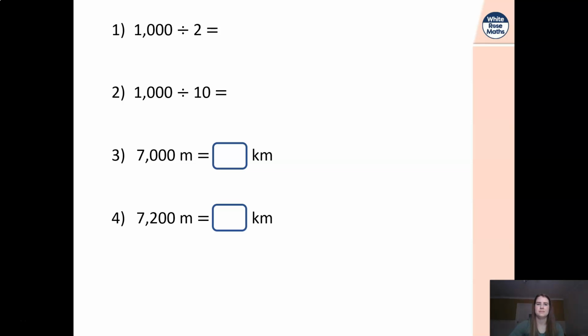Okay, easy peasy. First one, 500. Okay, dividing anything by 2, you're finding half. Half of the 1,000 is 500. 1,000 divided by 10, if you take the zeros off, it's 100.